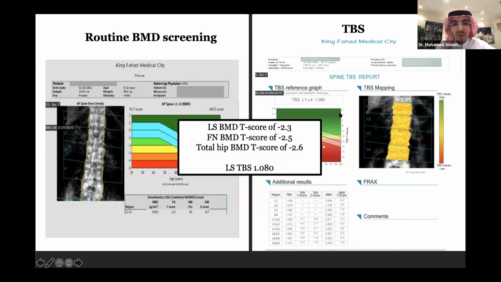So she has a T-score of minus 2.3 at the spine, the femur neck BMD T-score was minus 2.5, and the total hip T-score was minus 2.6. She has a very low TBS value, as we mentioned. Certainly, if you go by the guidelines, you will treat this patient based on her hip T-score, which is under minus 2.5.